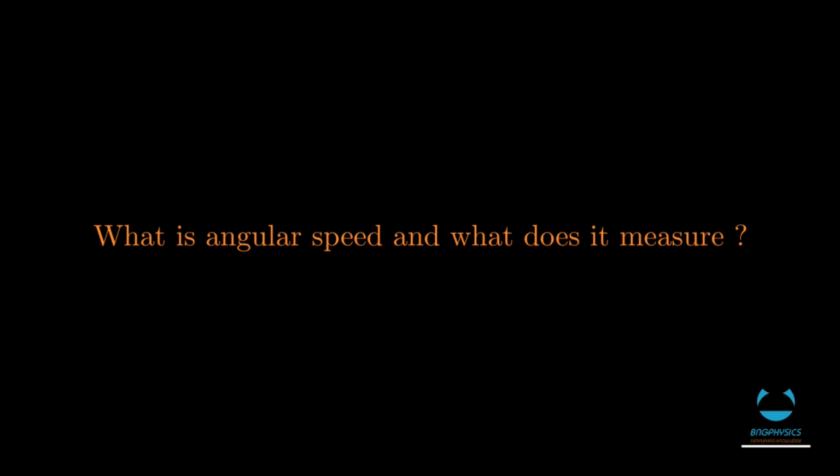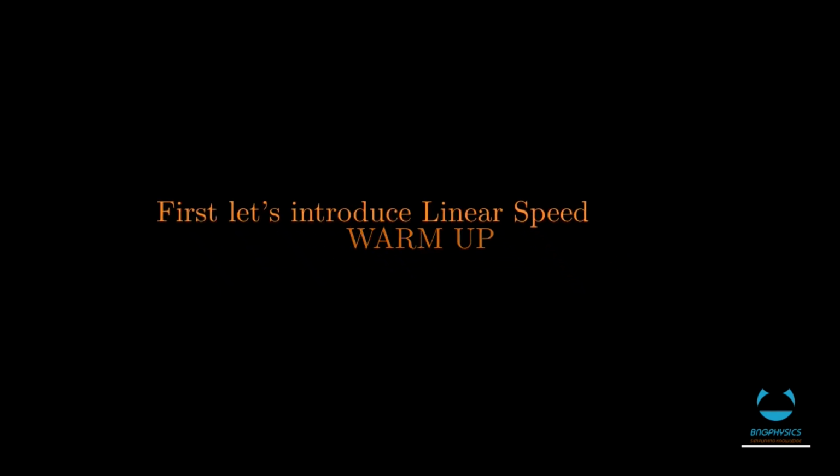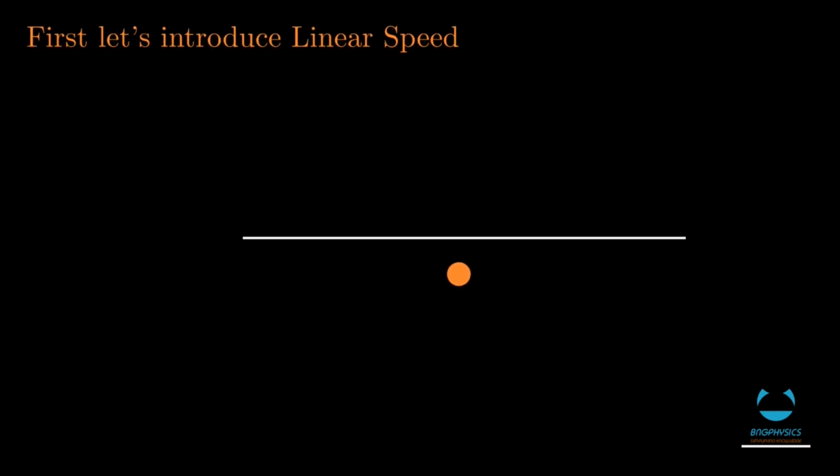Before we dive into details about angular speed and velocity, let us first introduce linear speed, as we need it later on. Linear speed is just the speed of an object that moves in a linear path. For example, the speed of this orange dot as it moves along this linear path is called linear speed, and it's measured in meters per second.